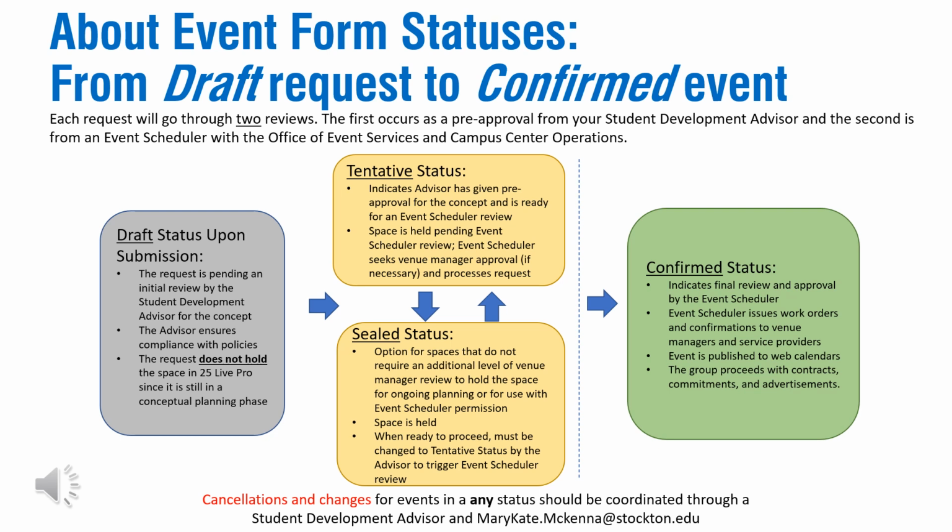Confirmed status. Indicates final review and approval by the event scheduler. Event scheduler issues work orders and confirmations to venue managers and service providers. Event is published to web calendars. The group proceeds with contracts, commitments, and advertisements. Cancellations and changes for events in any status should be coordinated through a student development advisor and marykate.mckenna at stockton.edu.